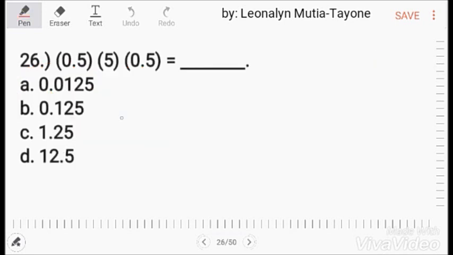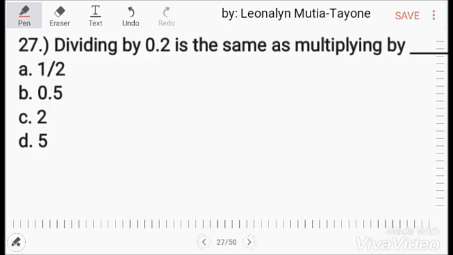26. Multiplication tayo. Mamaya na yung decimal. 5 times 5, 25 times 5, 125. Nandito yung decimal muna. Bago tayo mag-move, i-count natin kung ilan yung mga placement ng decimal dito. 1, 2. So, 1, 2. So, the answer must be 1.25. Letter C.